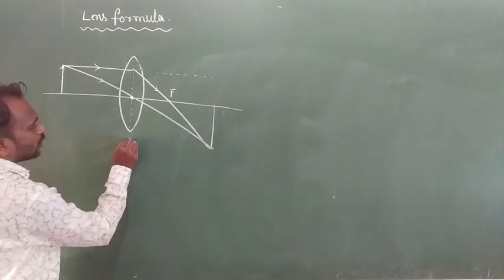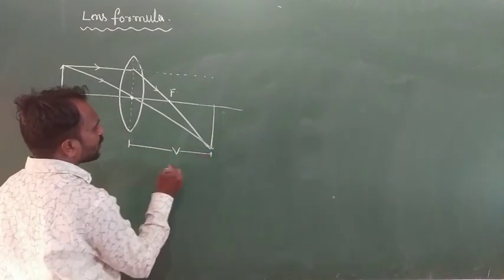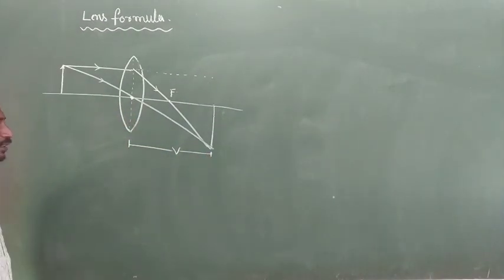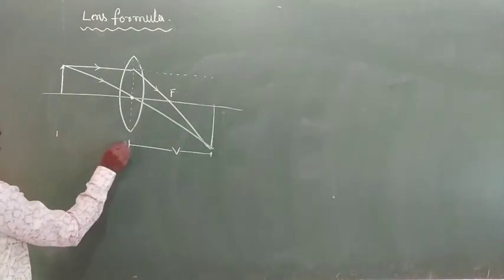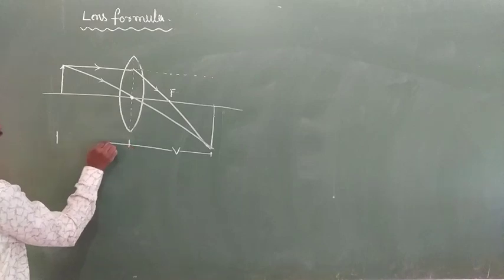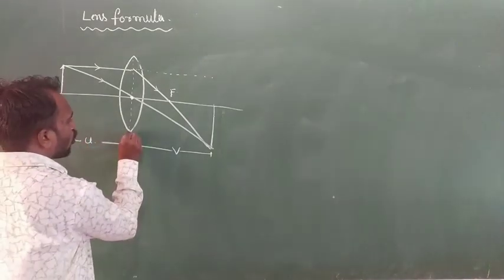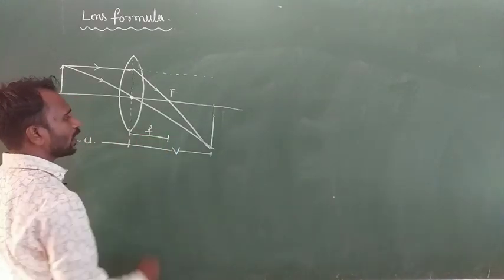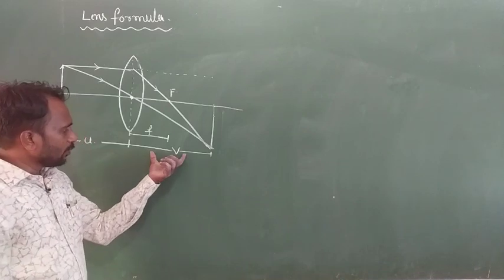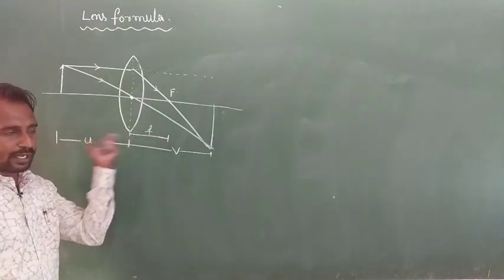This image distance V is measured from the optic center, and the object distance is also measured from the optic center. This distance is U, and the distance from the optic center to the principal focus is the focal length. So: image distance, object distance, and focal length.